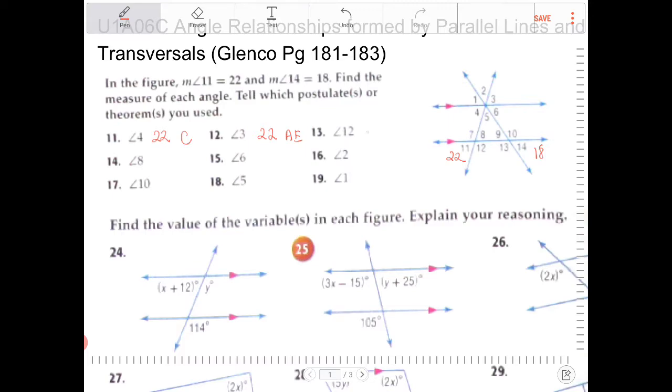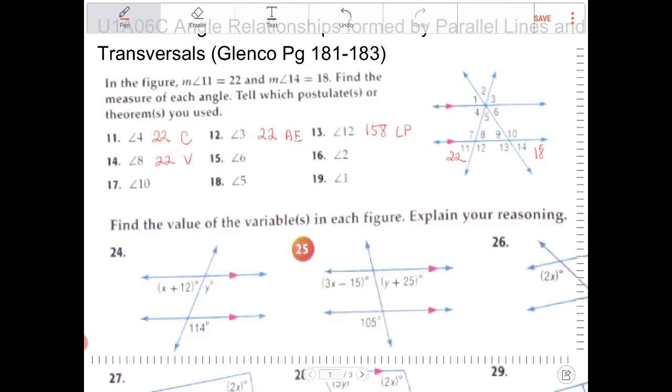Angle 12 and angle 11 are linear pairs, so therefore they are going to be supplementary. So this is 158, and this is because of linear pair. And we know linear pairs are supplementary. Angle 8 is going to be vertical with angle 11, so that means this is also 22. I'm going to write vertical angle here, V.